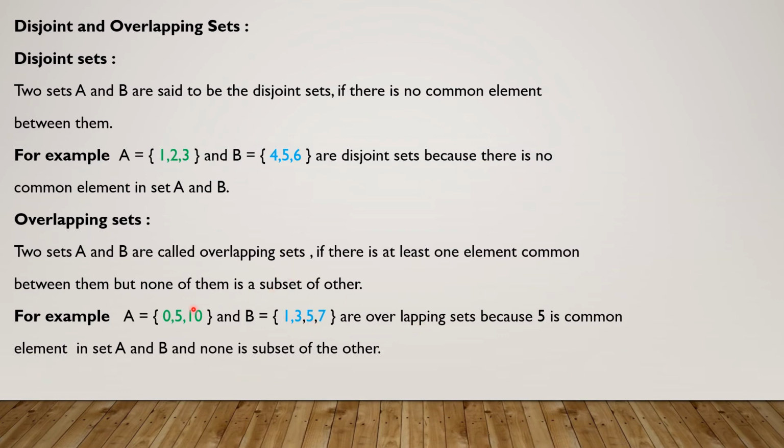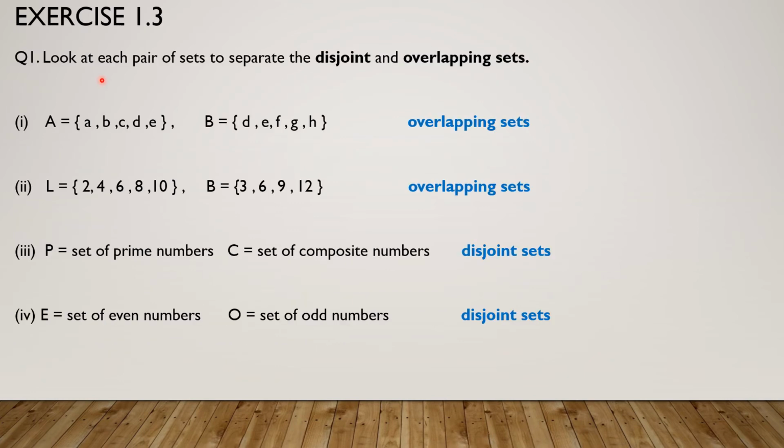Students must remember, in disjoint sets no elements should be common between them. Nothing should be common between them. While in overlapping sets, at least one element should be common between them. See Exercise 1.3, question number 1. Look at each pair of sets to separate disjoint and overlapping sets.